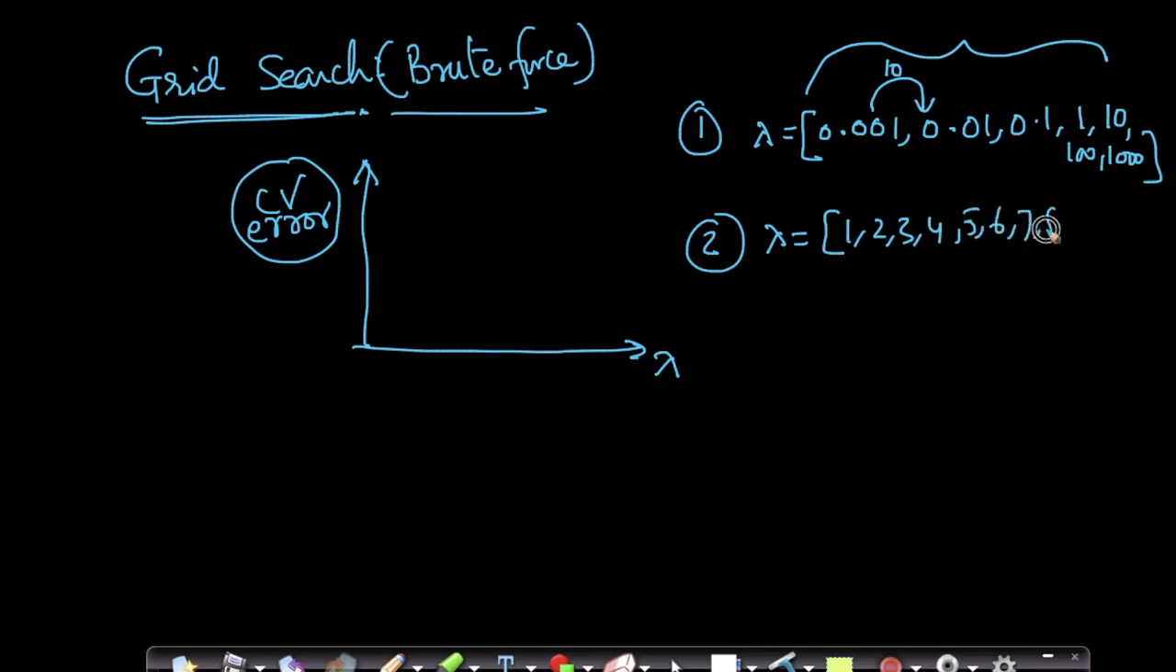Right? 6, 7, 8, 9, 10. So this is very much like k nearest neighbor, the way we did for k nearest neighbor, except that typically in practice, people take values like this to explore a bunch of lambdas.